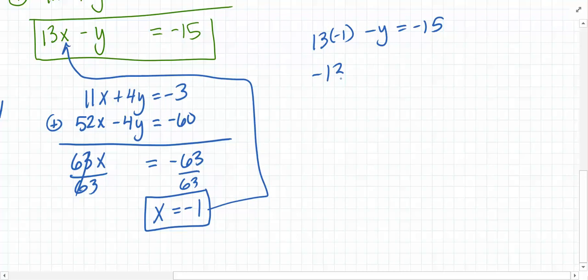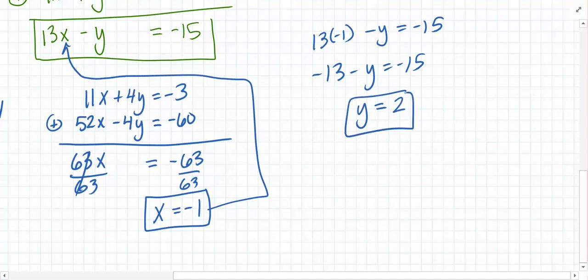So negative 13 minus y is worth negative 15. So y is worth how much? What do you guys get with that? Y is worth 2. Very good. Y is worth a value of 2. Awesome. So now I know x is worth negative 1, y is worth 2.